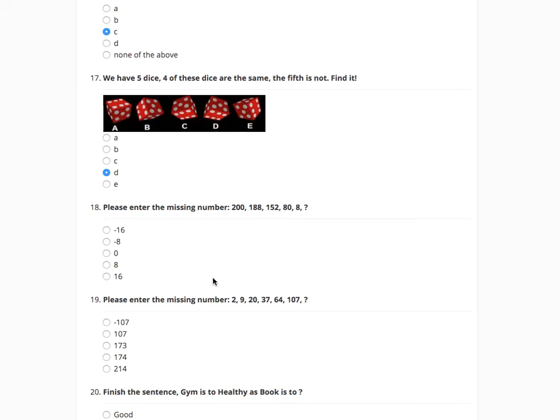Please enter the missing number: 200, 188, 152, 88. So let's see what that's going to be. The difference of 12, what's the difference of 188 and 152? That's 36, and then 72, and then 72 again. So difference of 12, difference of 36.